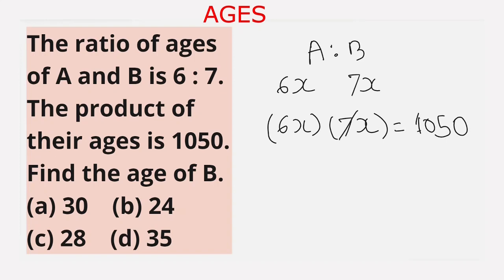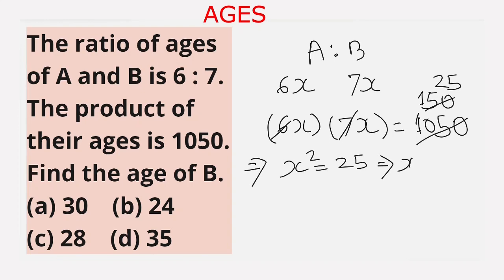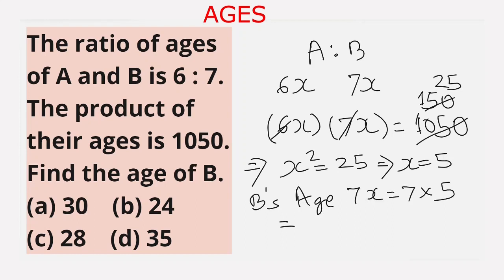7 cancels 1050 for 150 times and 6 cancels 150 for 25 times. Therefore, x square equal to 25 gives us the value of x equal to 5. Now the age of B is 7x, 7 times 5 equal to 35. Thus the age of B is 35 years. And from the given options, our answer is option D. This was a very easy question. We go to the next question.